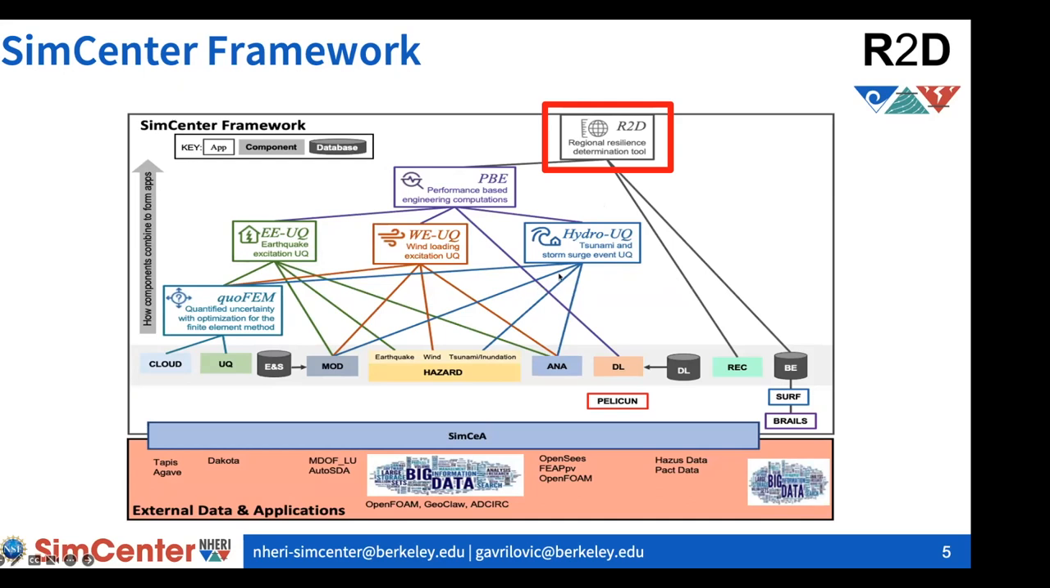Whereas these are for a single building, we consider hundreds of thousands of buildings. And that's also important because another important facet of R2D in this regard is you're able to run things on the high performance computer, which we'll get into later, to do these large analyses. But it takes all this other hard work under the umbrella to do that. There are also a few other apps we have which are very helpful. There's BRAILS, which allows you to construct a building inventory that can be used in R2D, and quoFEM, which is our uncertainty quantification methodology, which is sprinkled throughout each one of these apps.